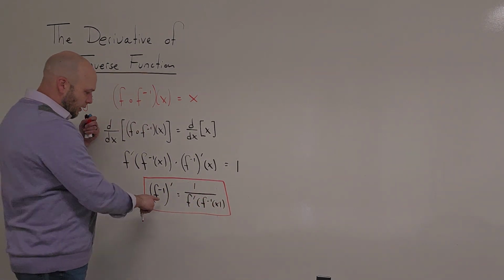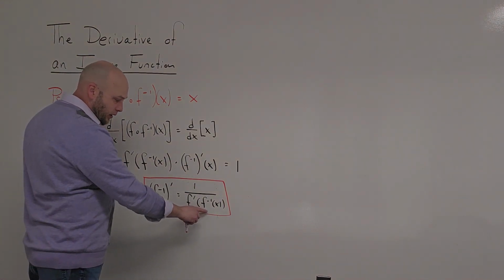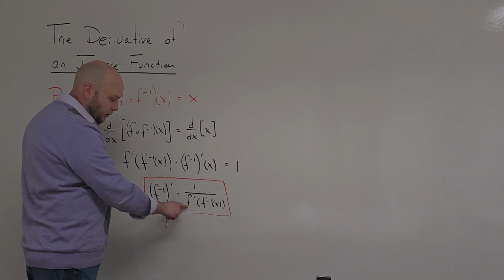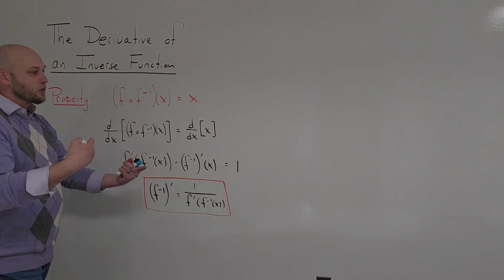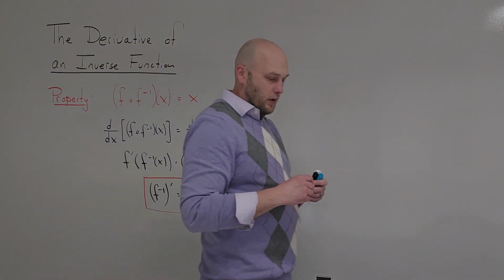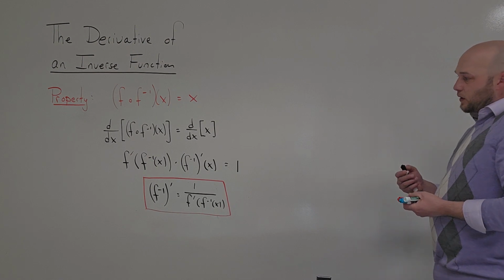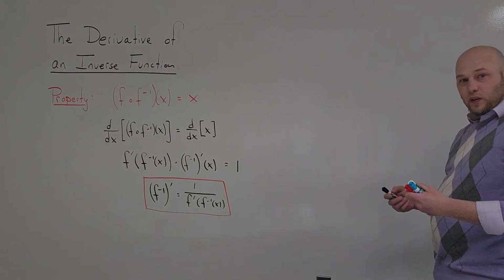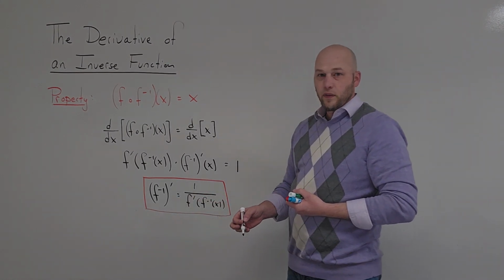So notice, I want to find the derivative of an inverse, what do I need to know? Well, I need to know the inverse function, and then I need to know the derivative of the original function. I take the composition of those, take the reciprocal, and that gives me the derivative of the inverse. All right, I'm going to take a look at 3 examples, so 3 different types of functions, and use this formula to find the derivatives.